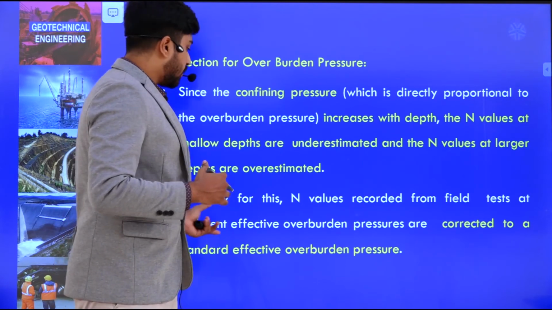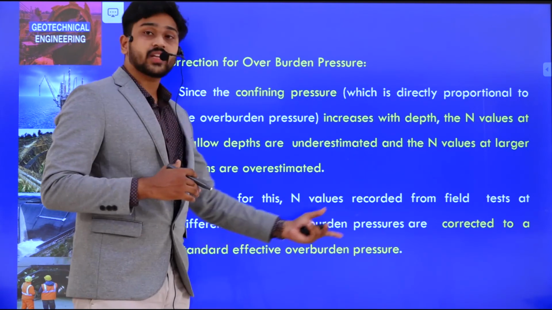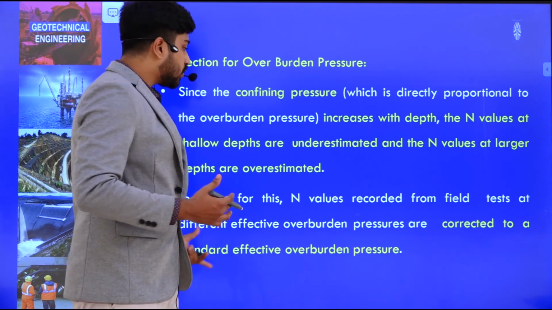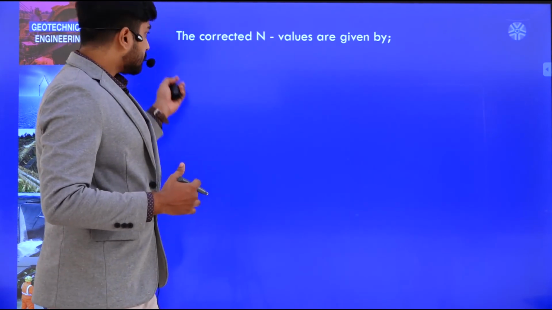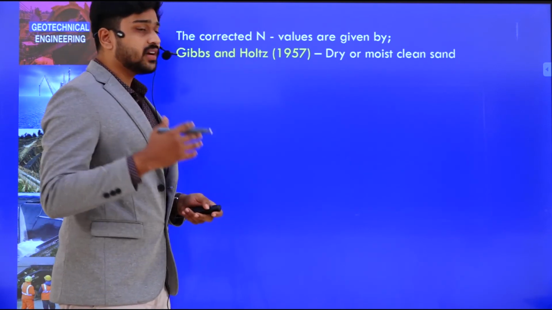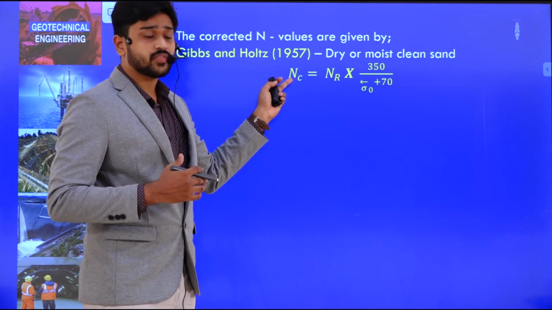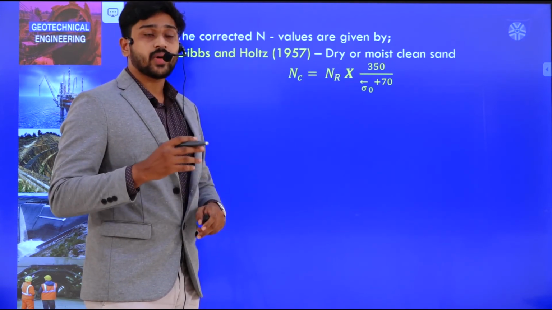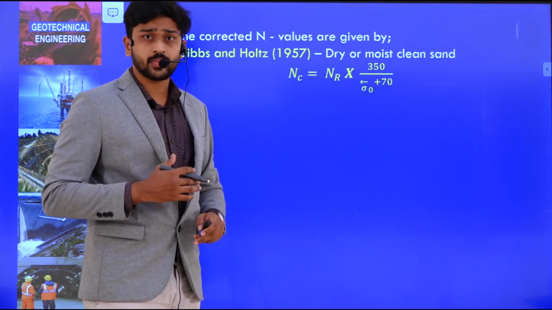We have to consider the overburden pressure, and these are to be corrected to the standard effective overburden pressure. Because the overburden pressure is different at different intervals, we have to correct it to the standard effective overburden pressure. Coming to the corrected N values, it was given by Gibbs and Holtz in 1957 for dry and moist clean sand: NC, the corrected value of the number of blows, is given by NR, the recorded value, multiplied by 350 by sigma naught bar plus 70, where sigma naught bar is the effective overburden pressure in kilonewton per meter square.